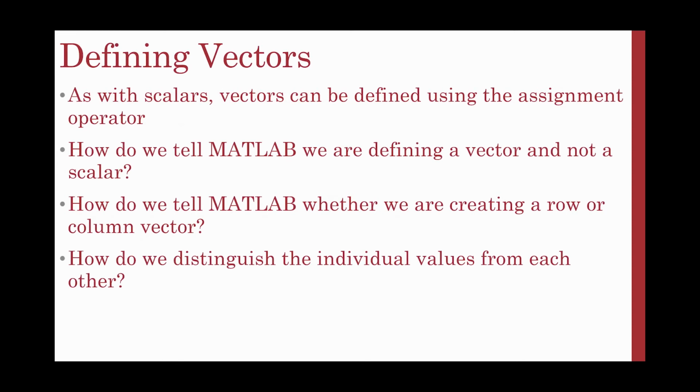As with scalars, vectors can be defined using our assignment operator, the equal sign. But how do we tell MATLAB we are defining a vector and not a scalar? How do we tell MATLAB whether we are creating a row or a column vector? How do we distinguish the individual values from each other?